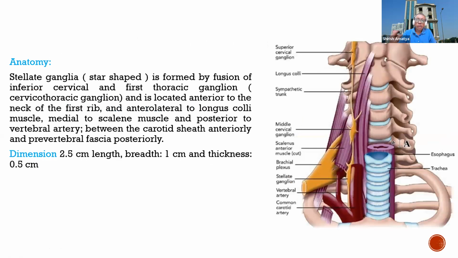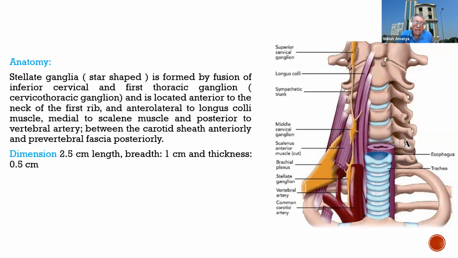Okay, so stellate means star shaped, so that's how it got its name. It is a star shaped ganglion, which is basically formed by the fusion of the inferior cervical and upper first thoracic ganglia, and it is of large size. The length is about 2.5 centimeters, breadth is about 1 centimeter, and thickness is about 0.5 centimeter.